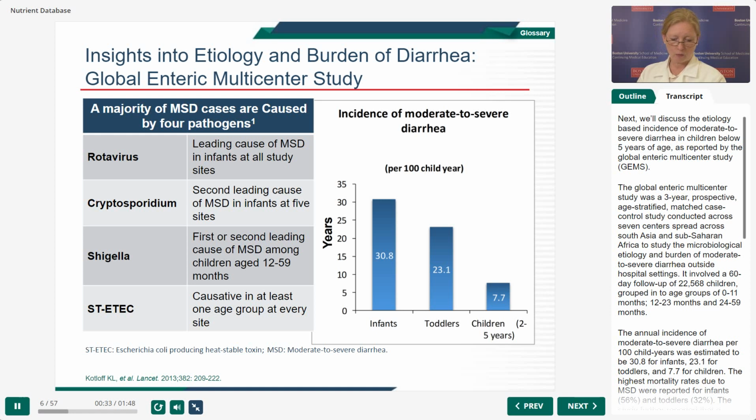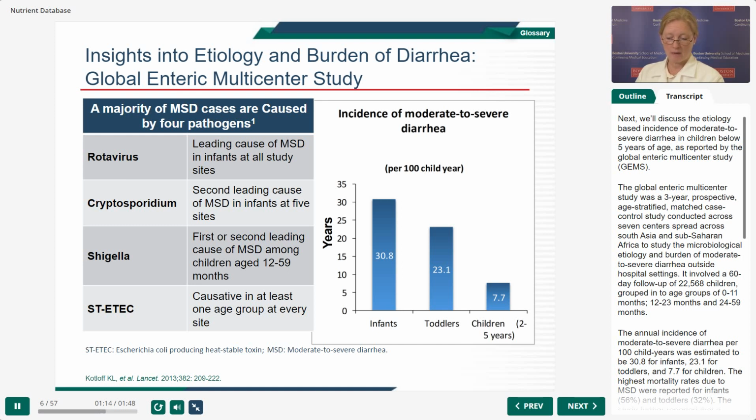The goal was to identify the major pathogens that could be linked to diarrhea in children in different age groups up to 5 years of age. What this study shows you is that there are 4 common pathogens observed outside of the hospital setting. Those are rotavirus, cryptosporidium, Shigella, and also a toxin-associated E. coli.